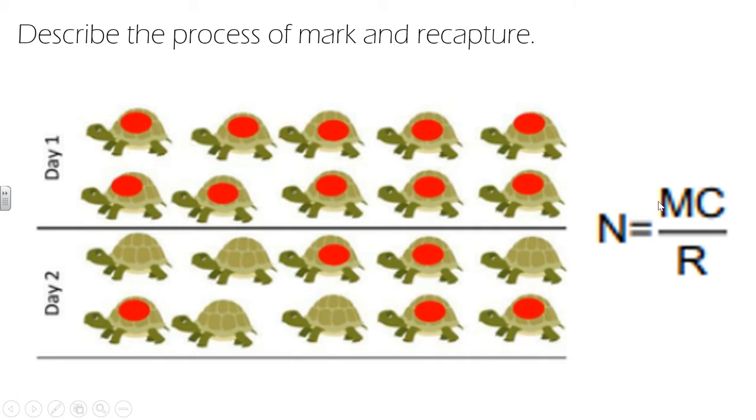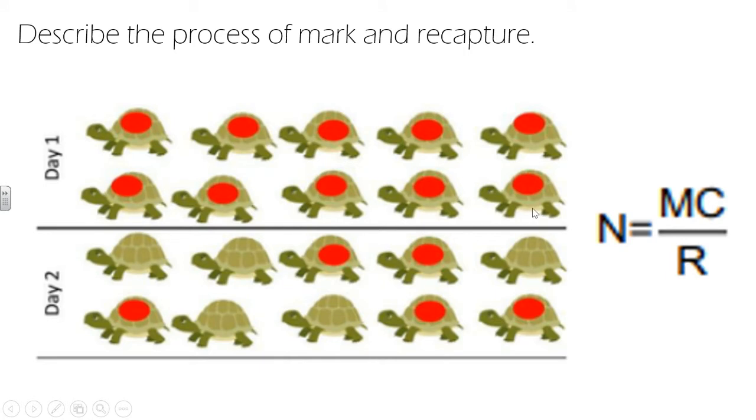Whenever we make an estimate, we must also make assumptions. In this case, we assume that all individuals have an equal chance of capture, so it might be that very fast individuals are just unlikely to be captured. We also assume there's no immigration or emigration. If you imagine some of these red turtles left the area and were not available to be recaptured, that would alter our R value.